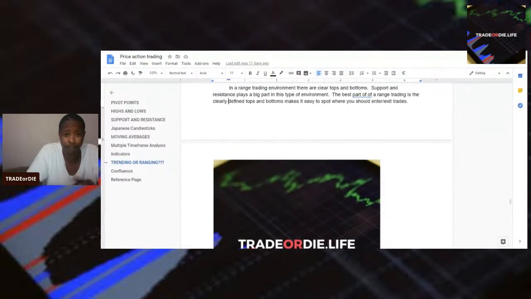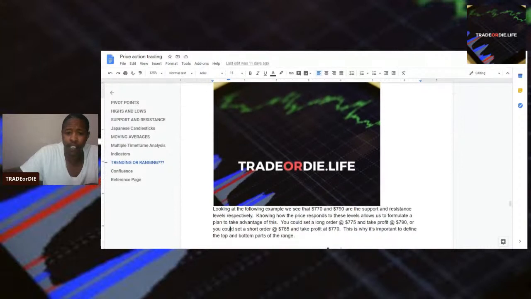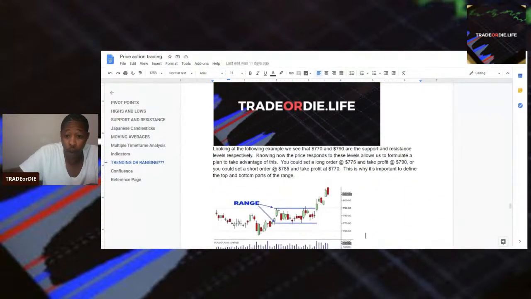All right. In a range trading environment, there are clear tops and bottoms. So I'm going to use that same example that we used before. As a matter of fact, I got a screenshot right here. All right, so this is a stock price actually. See, the range is 770 and 790, which are the support and resistance. So the price is basically in between those two levels.